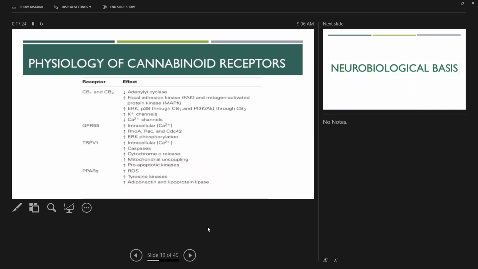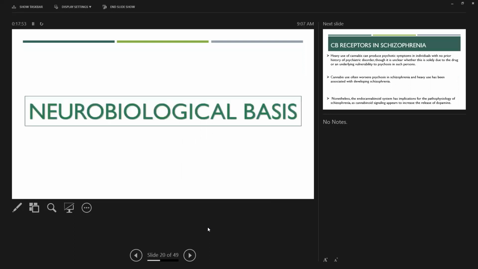Physiology of cannabinoid receptors. CB1 and CB2 decrease adenylyl cyclase, increase focal adhesion kinases, and promote the opening of potassium channels. GPR55, also known as cannabinoid receptor 3, increases intracellular calcium. TRPV1, the type 1 vanilloid receptor, increases intracellular calcium, caspases, cytochrome C release, mitochondrial trafficking, and neurotrophic kinase. And PPARs increase reactive oxygen species, tyrosine kinases, and adiponectin.